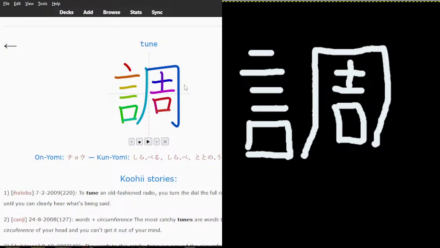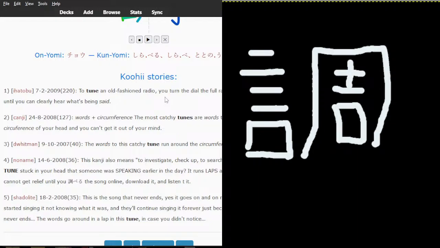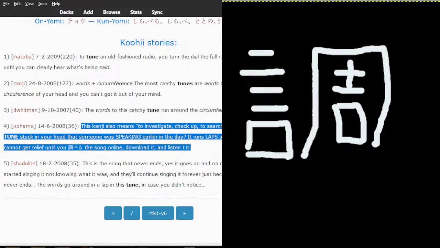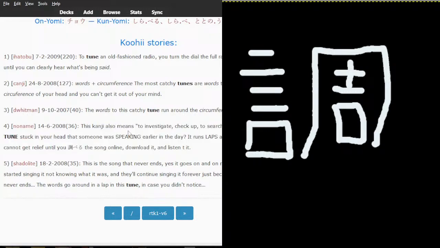It just makes it so that when you go through and learn the words, instead of learning a crazy symbol, you're like, oh, future tune. Sometimes there's neat hints in here. It's like, oh, this means investigate, check up, search.